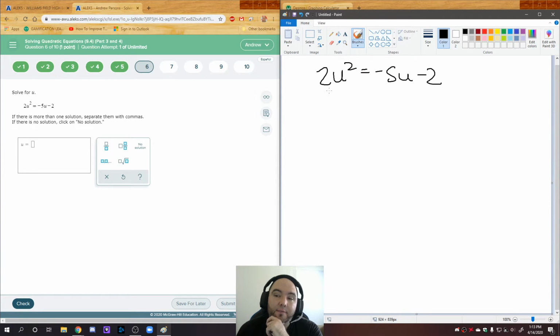I would leave the left the way it is. Never let the squared term be negative. That's just asking for a problem. So 2u squared is positive right now, so it should stay where it is. It's better, I know it's more work slightly, but it's better if I add 5u to both sides.